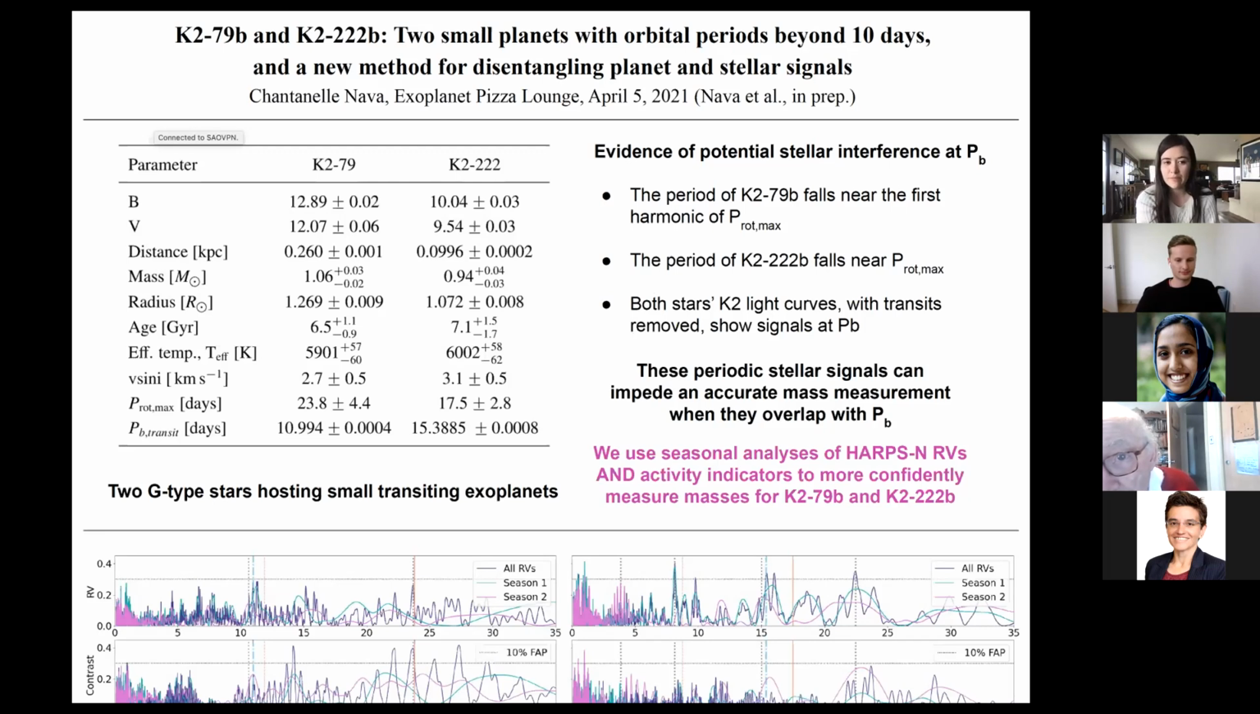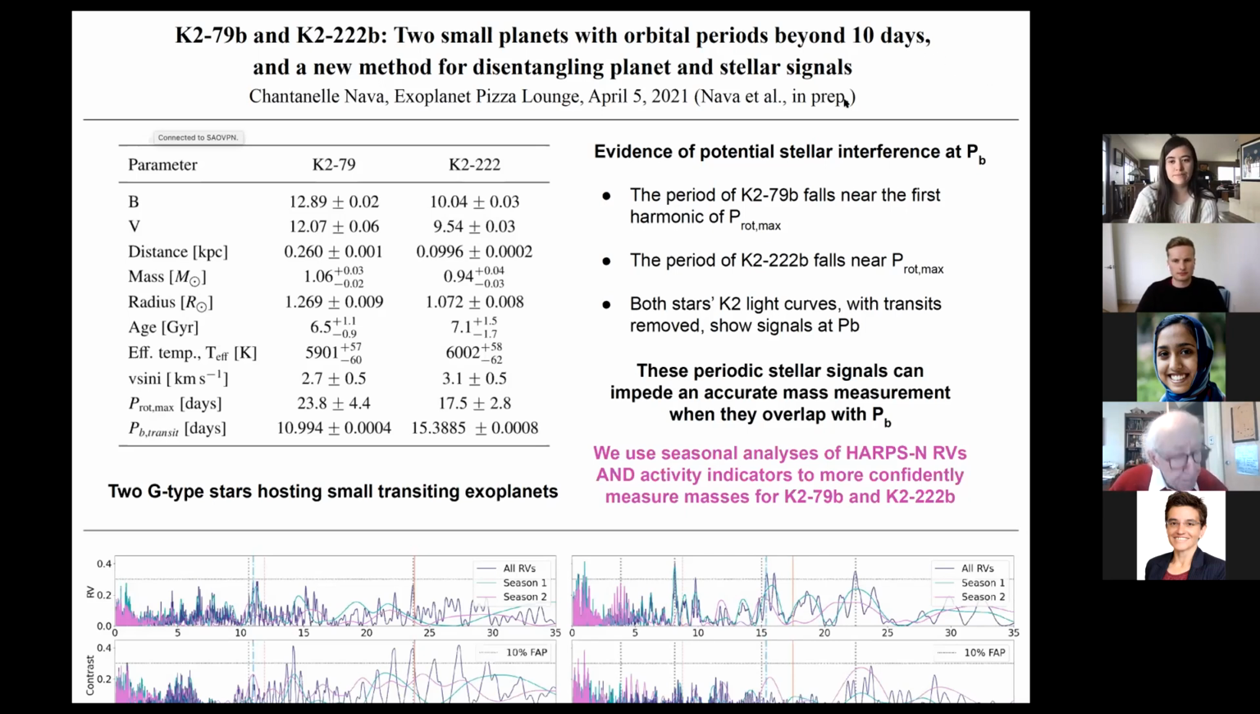So yes, I'm talking about two stellar systems today, K2-79 and K2-222. That is hard to say. And I just wanted to first provide you all with a short table here, just summarizing some of these parameters. As you see, these are very similar to our sun. They're both a little bit larger, and one's a little bit more massive, one a little less. But G-type stars, and they both host these small transiting exoplanets that were detected with K2.